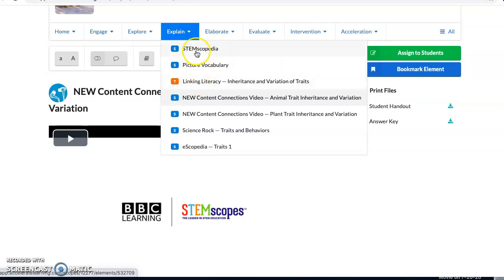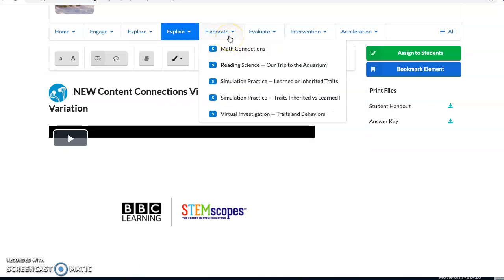We really want to make sure students engage in STEMscopedia, or in this case, the linking literacy, which has the KWL and STEMscopedia incorporated, some vocabulary time, and then at least one video. But again, we'll talk more about the expectations there during our planning time.